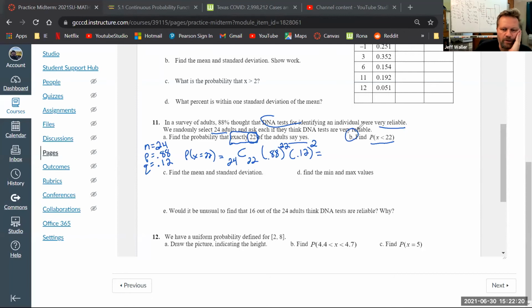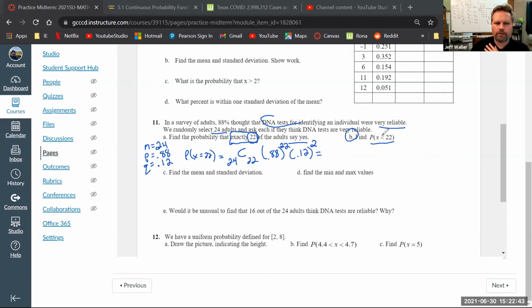Now, how do you do part B? How do you do part B? Find the probability for x equal to 23 and 24, sort of, maybe. Why? How? What then? And then take those, do 1 minus that.